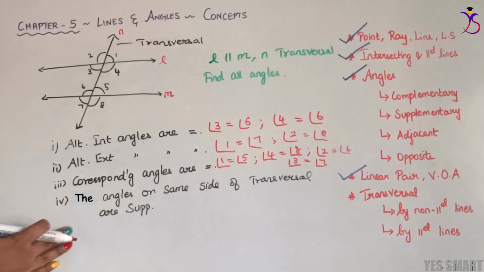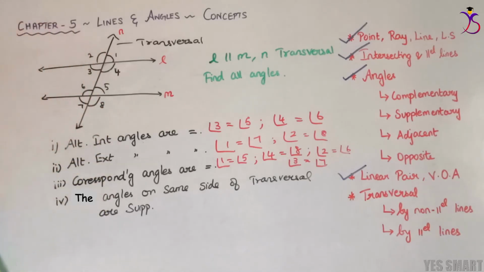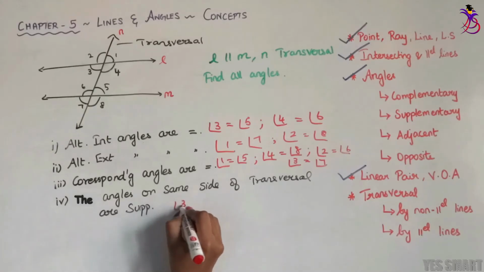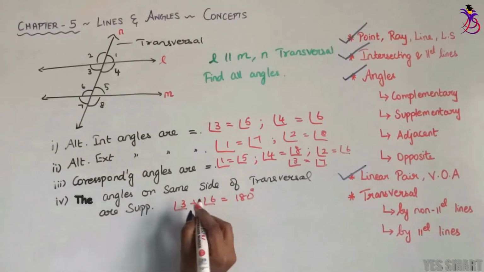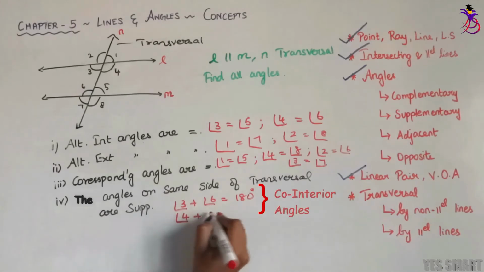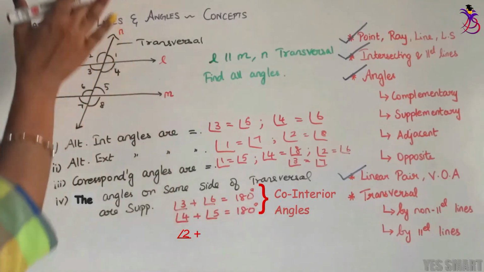Now angles on the same side of the transversal are supplementary. That is, co-exterior angles are supplementary, co-interior angles are supplementary. So angle 3 plus angle 6 equals 180. Angle 4 plus angle 5 equals 180. These both are co-interior angles.